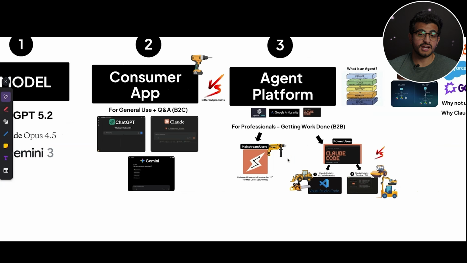However, what's going on now is that there's this entirely different product, which is what you saw me inside of, which is the agent platform. And the way that I describe it is that the agent platform is for professionals. It's actually to get work done. And now there are two different parts of the agent platform: the mainstream users as well as the power users. And we'll go over the division between both of them.